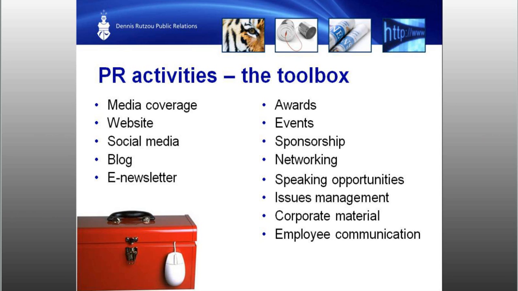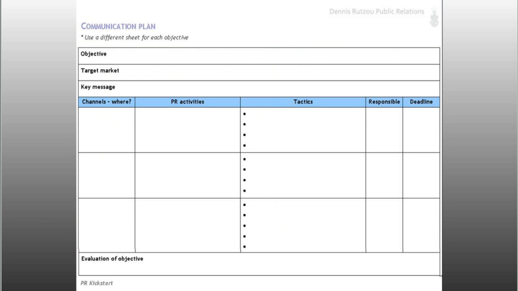So now that you've got all the elements of a PR plan, let's have a look at what actually a communication plan or a PR plan looks like. Here's a template for you. So the first step is to write down your objective. So what you're trying to achieve, in other words, with this communication plan. Then you can write down what target market you're trying to reach out to achieve your objective, and what key message you want to use for that target market.